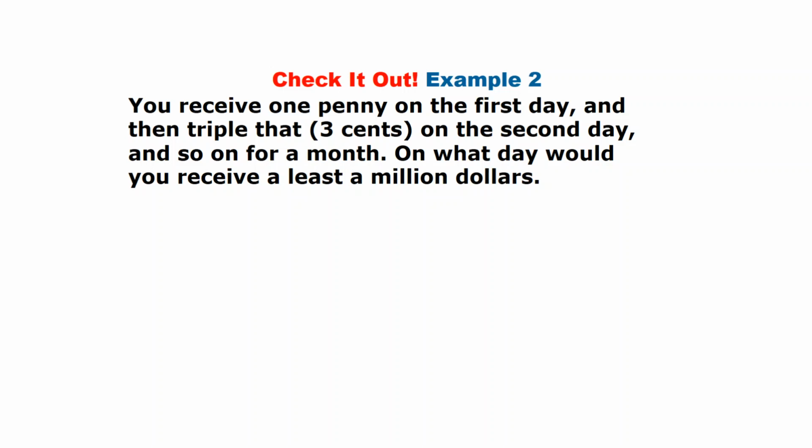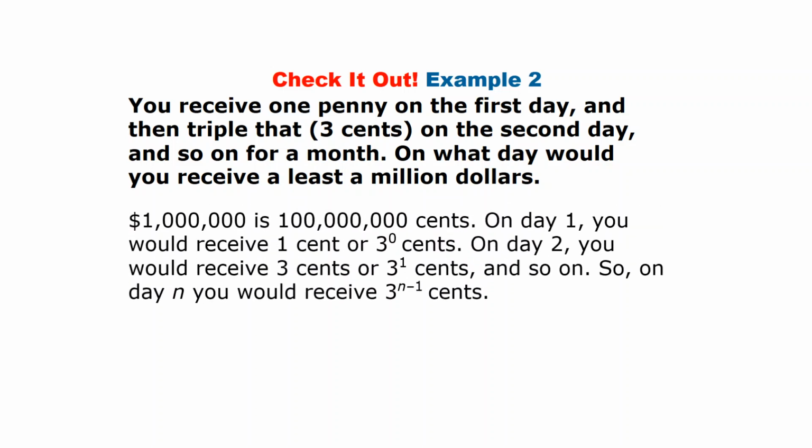All right, so the problem says you receive 1 penny on the first day and then triple that, 3 cents, on the second day, and so on for a month. On what day would you receive at least $1 million? So the first thing we want to think about is $1 million is 100 million cents. $1 million is the same as 100 million cents, okay? So that's important to remember.